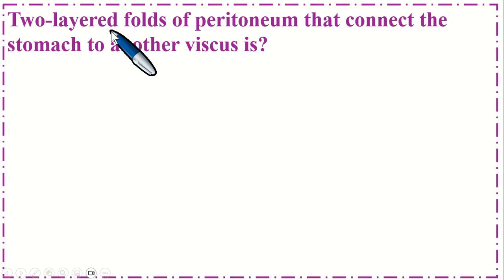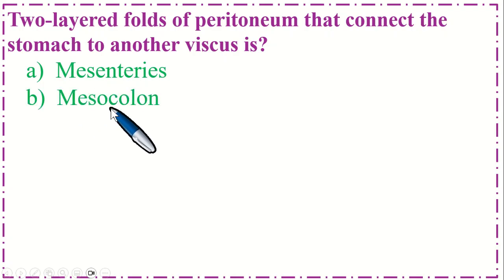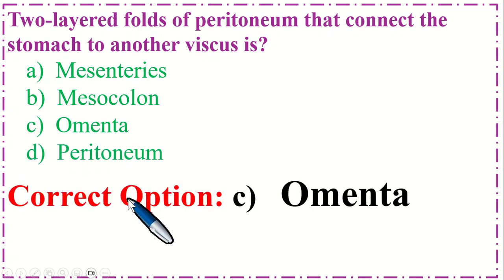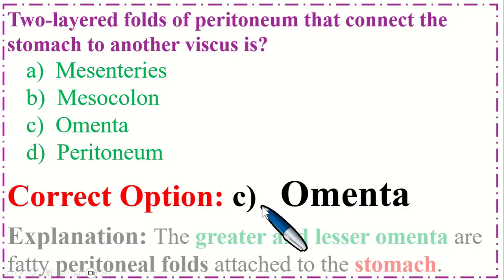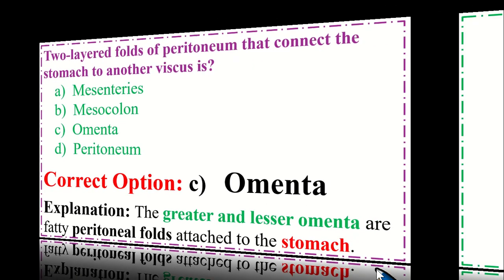The two-layered folds of peritoneum that connect the stomach to the interior viscus is option A mesenteries, B mesocolon, option C omenta, and option D peritoneum. So the correct option is C omenta. The greater and lesser omenta are fatty peritoneal folds attached to the stomach.